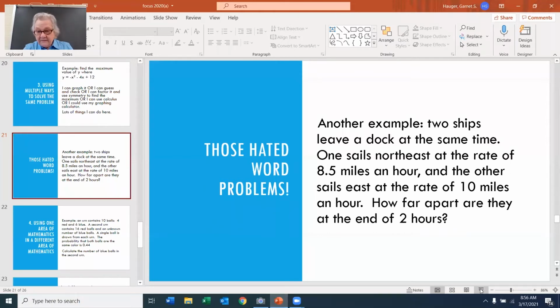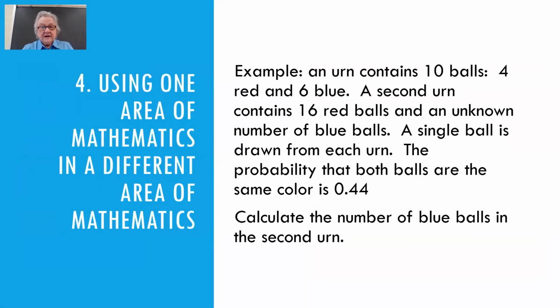Okay, let me get back here. All right, here is using one area of mathematics in a different area of mathematics. And again, here's the situation. This is from probability theory. This is actually a problem early in our 300 level probability course.